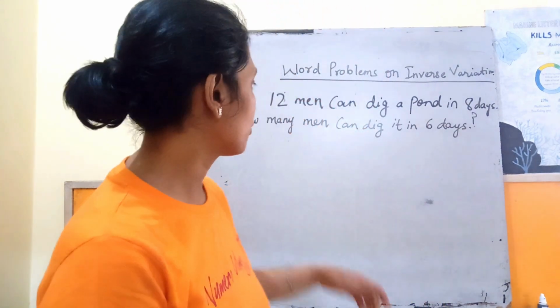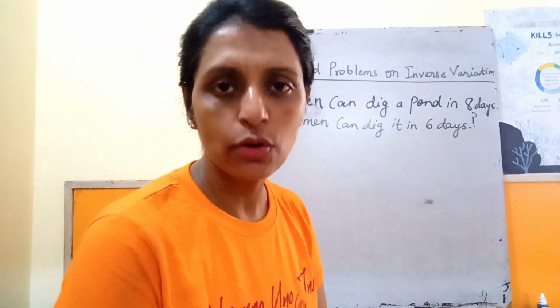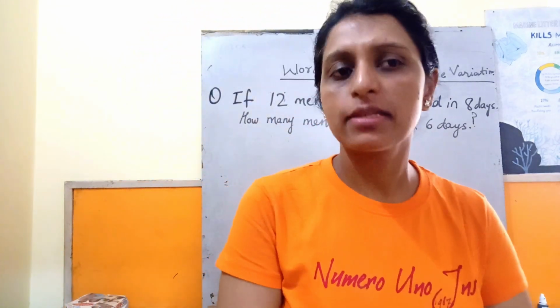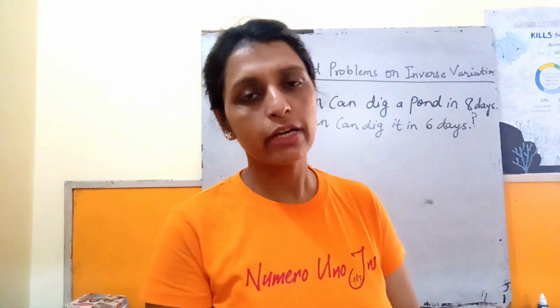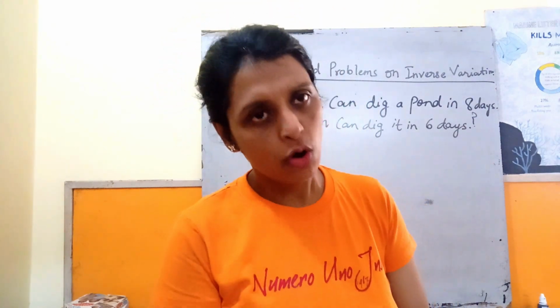In this video, I'm going to discuss the problem from inverse variation. As in my earlier videos, I have explained about inverse variation. Inverse variation means when one quantity increases, the other quantity or the variable decreases, or if the first variable decreases, the other will increase. So this is called the inverse variation.